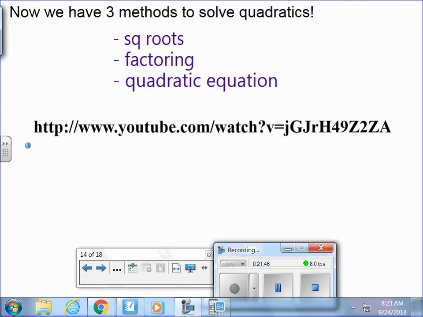This is kind of a good recap of what we've basically learned up until now in this chapter. We have learned to solve equations with square roots, with factoring, and now with the quadratic equation. You would normally use the quadratic equation if the other 2 methods didn't work. So use it as a last resort because it's the most work of all the methods.